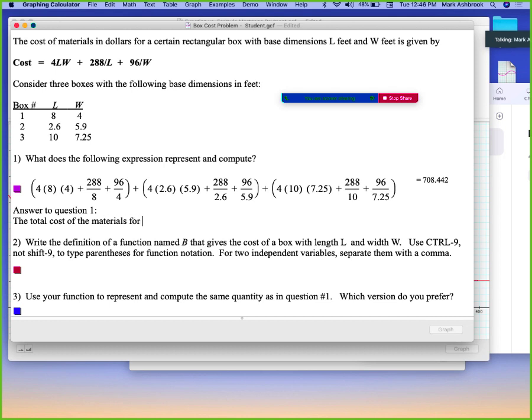for the rectangular boxes 1, 2, and 3. Okay, but how many? What's that? One of each box, right? So the total cost of materials for one of each of the three boxes. So we were all thinking that, but expressing it precisely is important.